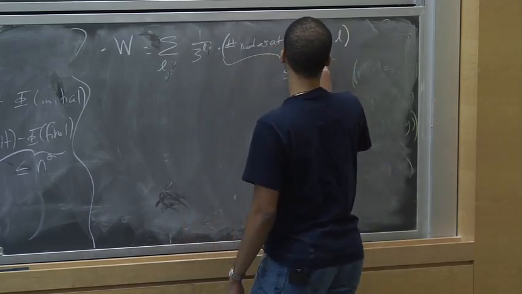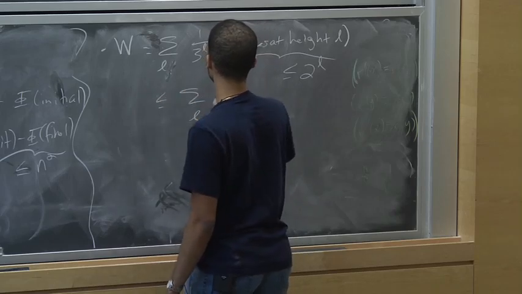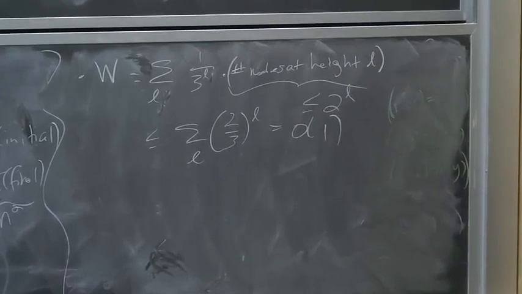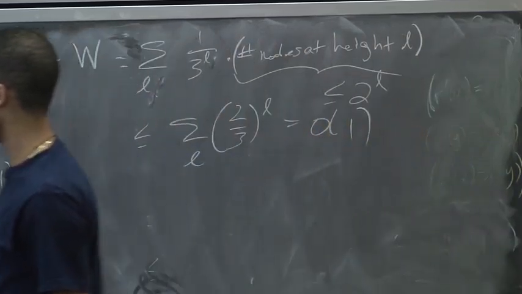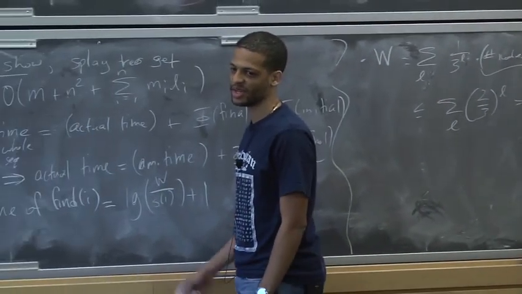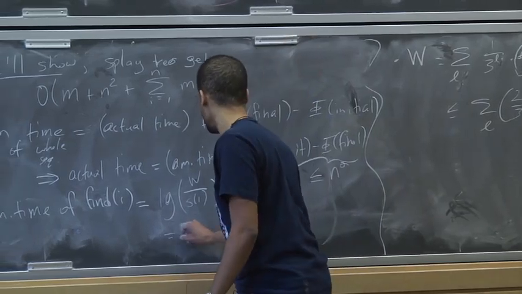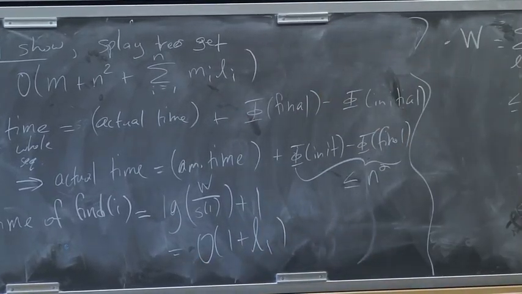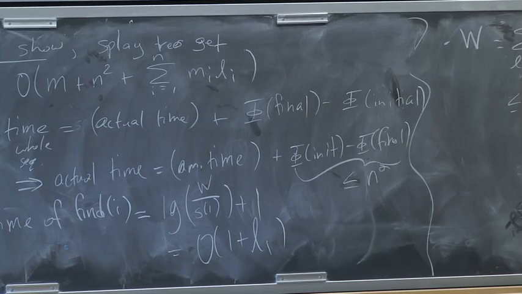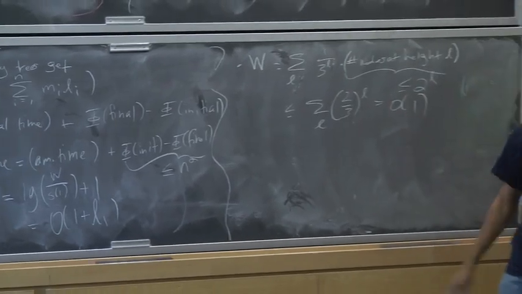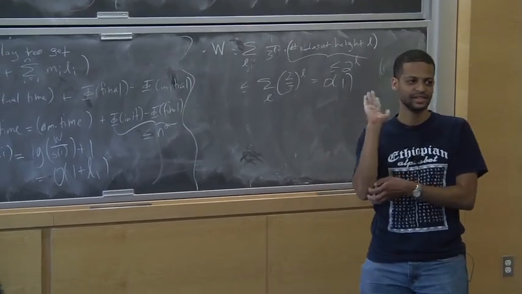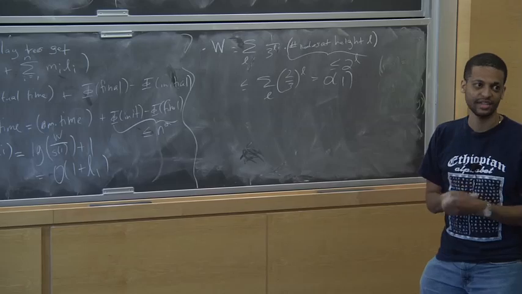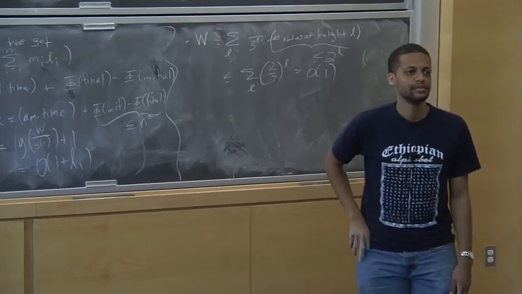But this is at most 2 to the L. So this is at most the sum over L of (2/3) to the L, which converges. It's a constant. So you get basically log of 1 over 3 to the L. So this thing is going to be O of 1 plus li, which is exactly what we wanted. Okay, so sorry I rushed a little at the very end, but this is just one property, the static optimality, but there are lots of properties, and you can prove many of them by just choosing your weight function appropriately.